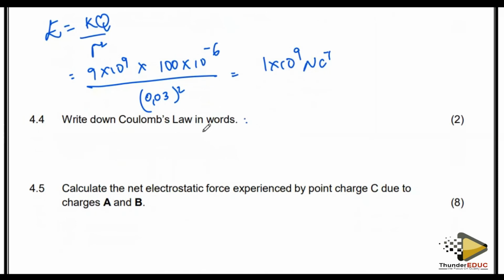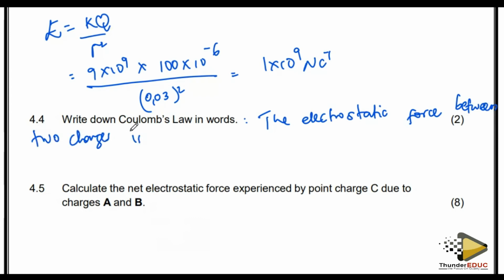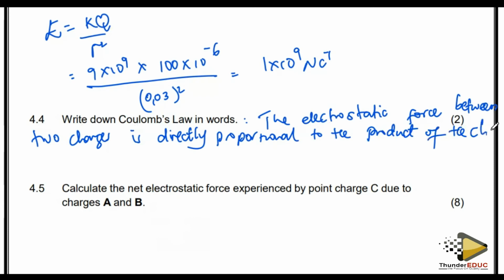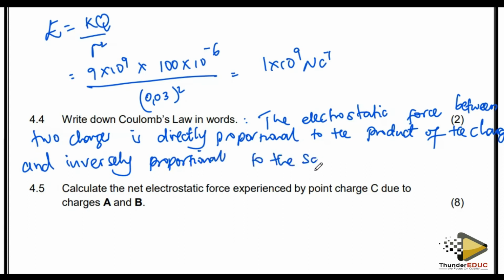Fine. Then Coulomb's law in words. Remember we said the electrostatic force, whether it's attraction or repulsion, between two charges is directly proportional to the product of the magnitude of the charges, and inversely proportional to the square of the distance between them. Okay, remember I said that.